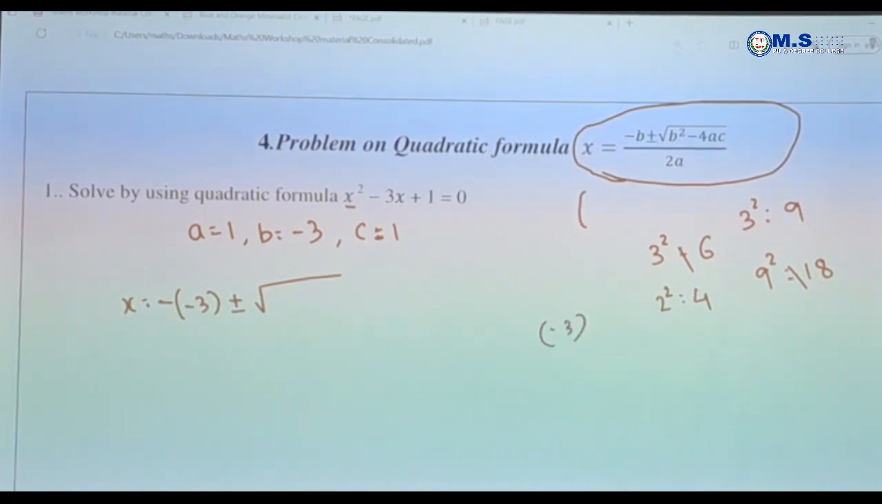Minus 3 whole square. What is the meaning of this? They are multiplying the same number twice, right? So minus into minus, 3 3s are 9. Okay, the square of a negative number is always positive. So the 9, now 4 a, a is 1, c is 1.